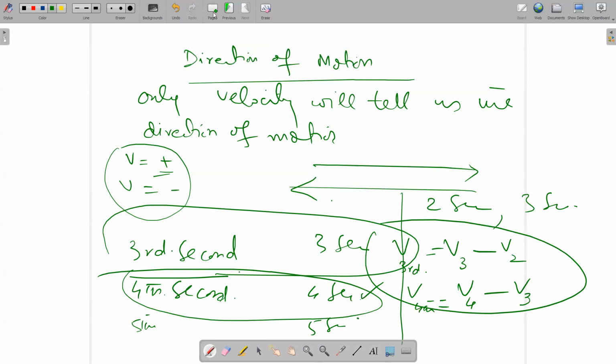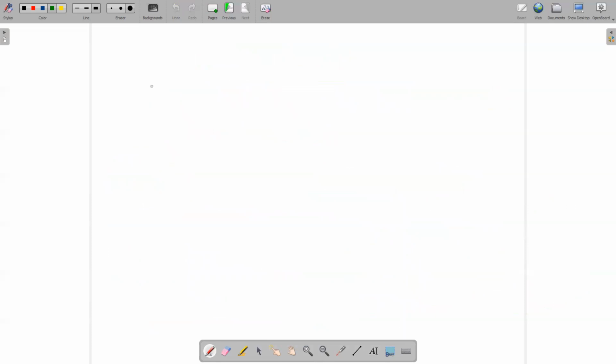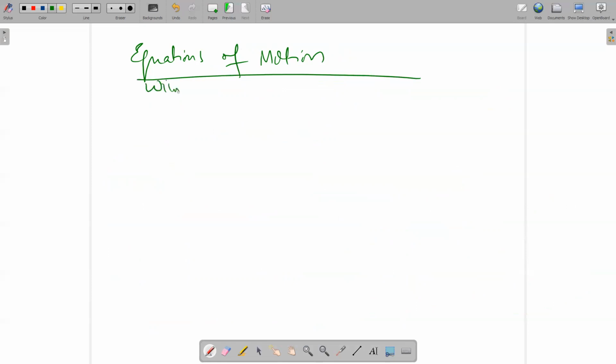Okay. After this, at high school physics, you have already studied the equations of motion with constant acceleration. So here the acceleration is constant. We are not discussing variable acceleration. We are discussing variable velocity, but acceleration will be constant. So for constant acceleration, you have already studied at your high school physics the equations of motion.